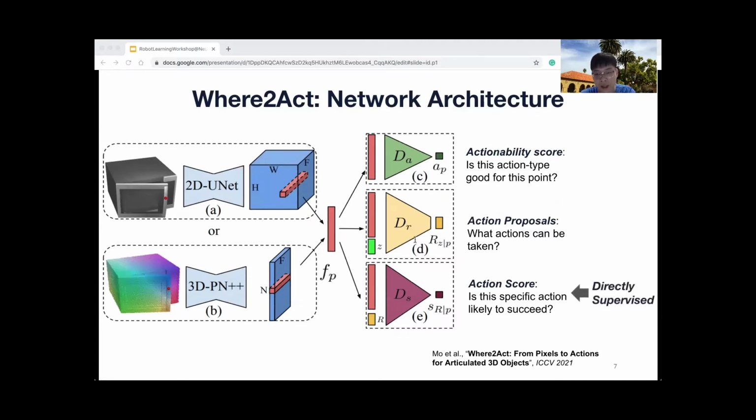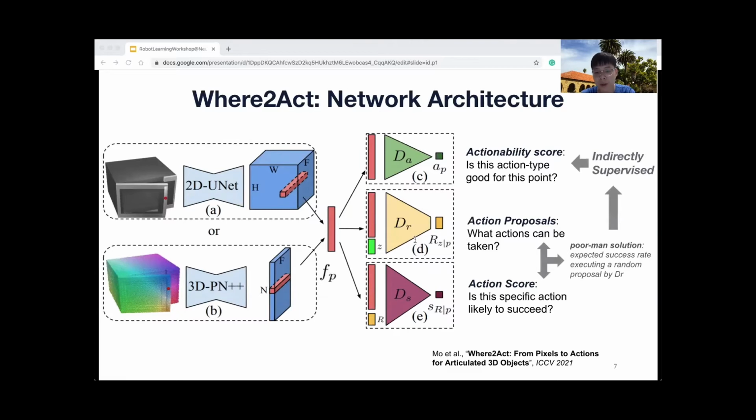During the training, the third module can be directly supervised using the simulated interaction data with binary cross-entropy loss. We train the second module to produce distribution output trained over sparsely sampled interaction data points. For the first module, we indirectly supervise it given the other two network predictions and regress the output to the expected success rate of executing a random proposal.